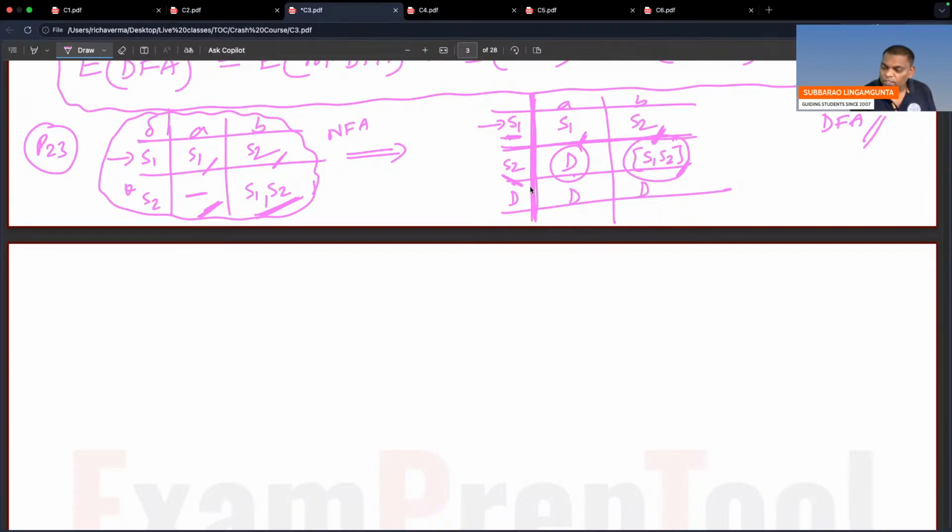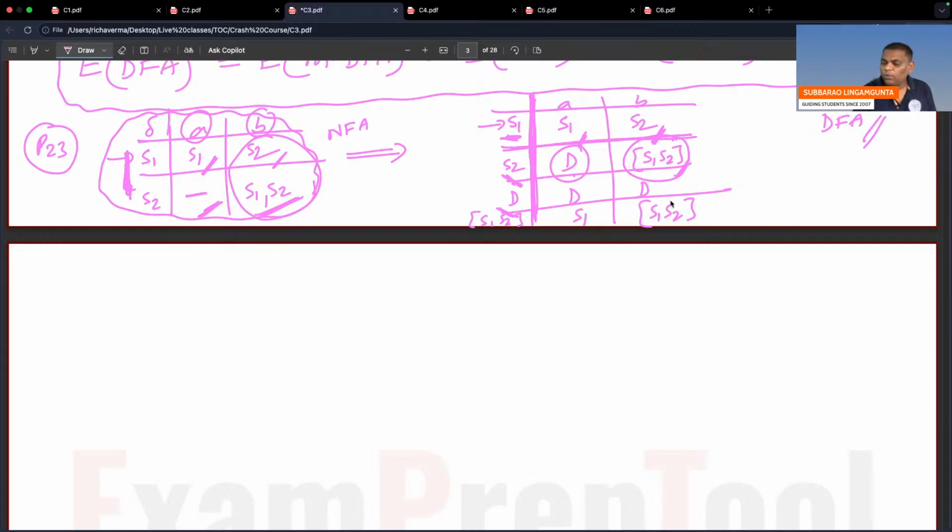Now comparing these three people, anything new? I think this is right. Now let me take S1, S2. It is one state name. Now see S1, S2 on A. What is the answer? S1. Next one, S1, S2 on B. What is the answer? S2, S2, S1. S2 two times, keep one time only. So S1, S2.